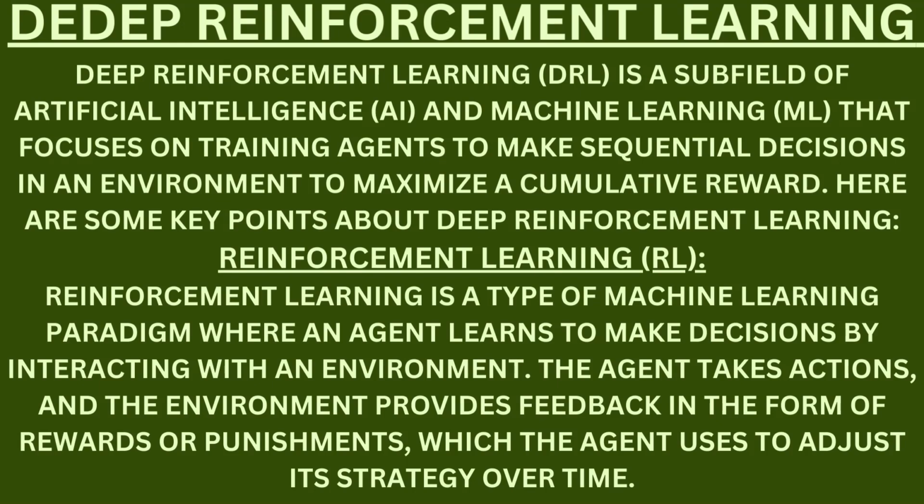Reinforcement learning. Reinforcement learning is a type of machine learning paradigm where an agent learns to make decisions by interacting with an environment. The agent takes actions and the environment provides feedback in the form of rewards or punishments, which the agent uses to adjust its strategy over time.